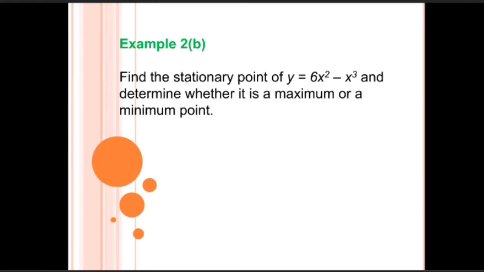Find the stationary points of y equal to 6x squared minus x cubed and determine whether it is a maximum or a minimum point. So, the first thing that we want to find for this question is the stationary points. Remember, whenever you see the word stationary points, we have to remember the gradient dy over dx is equal to 0. So, first step is just to differentiate this y equation. And what you get is 12x minus 3x squared.